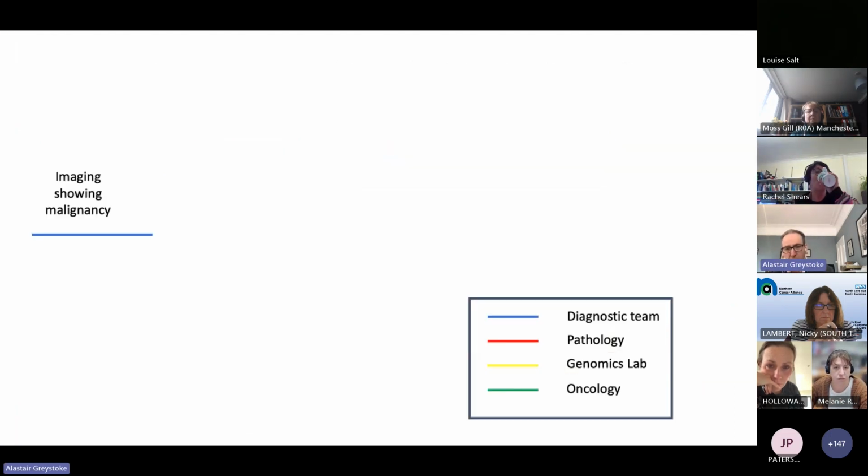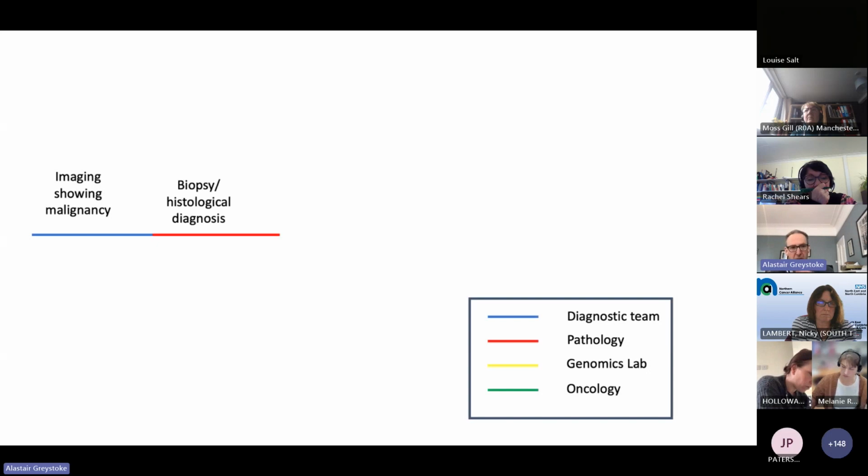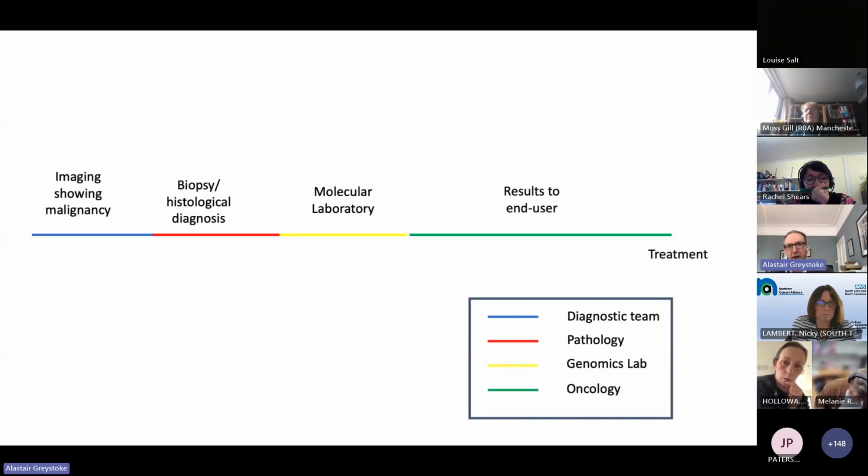And so just to show you why we think this might be helpful, I'm just going to take you through the standard pathway of a patient presenting with cancer and show you how complex it is and how often things can go wrong. This should be easy, but it isn't. So patients have a scan showing they've got malignancy. Somebody has to organise a biopsy. It has to go to the molecular laboratory, and then we have to get the results back. And that's 4 different teams involved to get that result back and the patient on appropriate treatment.